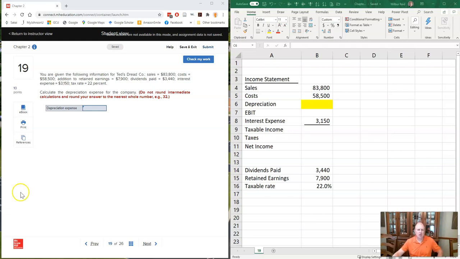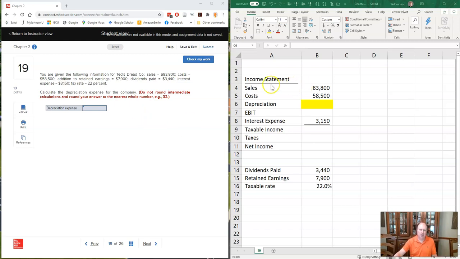The first one that we'll look at is from Chapter 2, number 19. The question here is, you're given the following information for Ted's Dread Company sales. Sales is equal to 83.8, cost 58.5, etc. The first thing you want to do in these types of problems is set it up into an Excel spreadsheet, and that way it's a lot easier to work with the information.